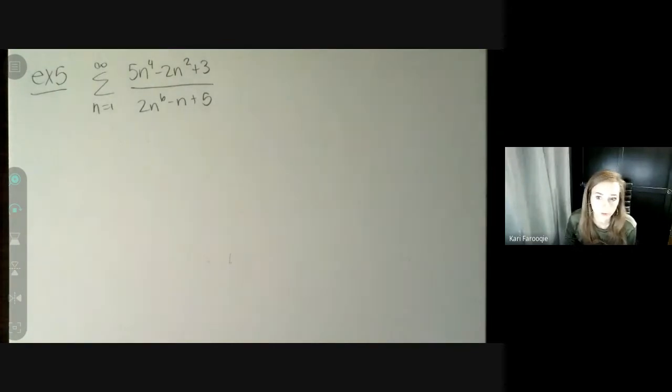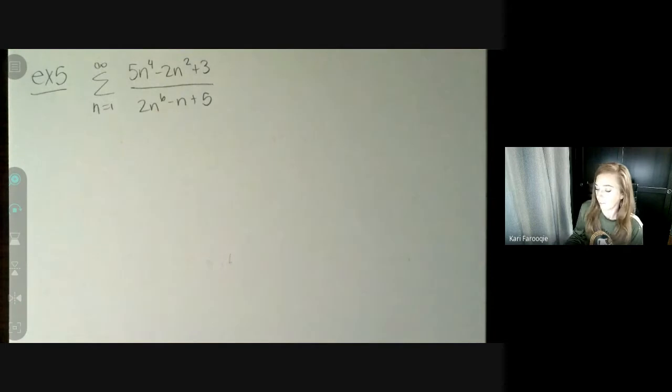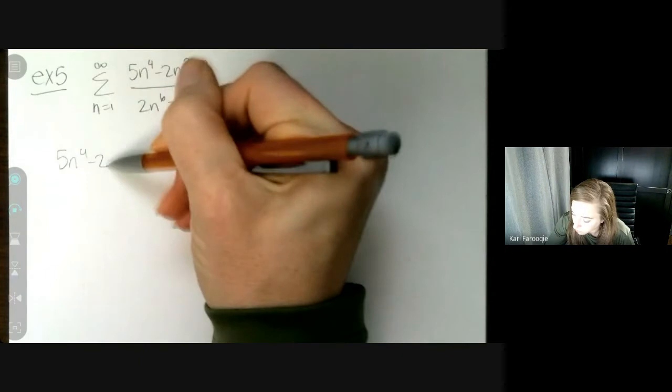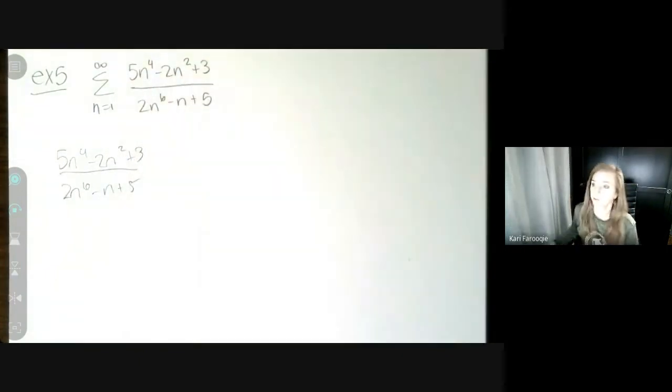I also really want to get you comfortable with just finding a comparison series altogether. And hopefully, if you did the homework from 8.4, it was only 4 or 5 questions, just to get your feet wet with that comparison test. But it's really important that we're able to generate that comparison series that's going to work for us. So I'm going to rewrite my whole series: 5n to the 4th minus 2n squared plus 3 divided by 2n to the 6th minus n plus 5.